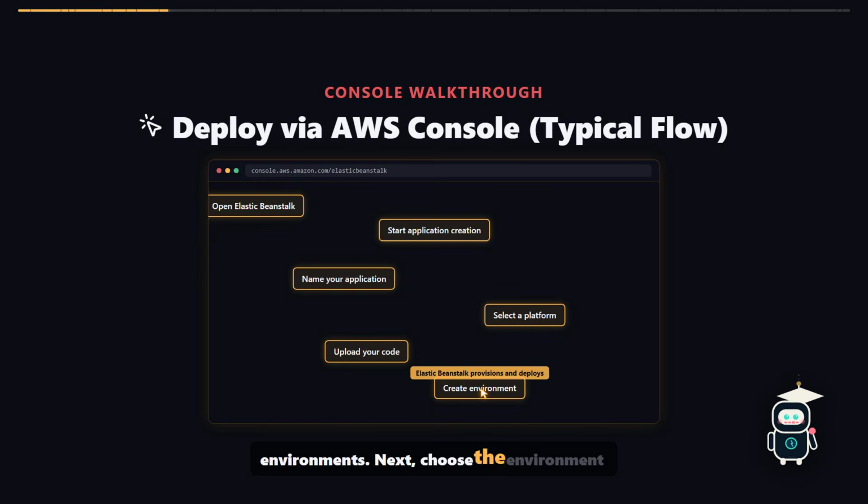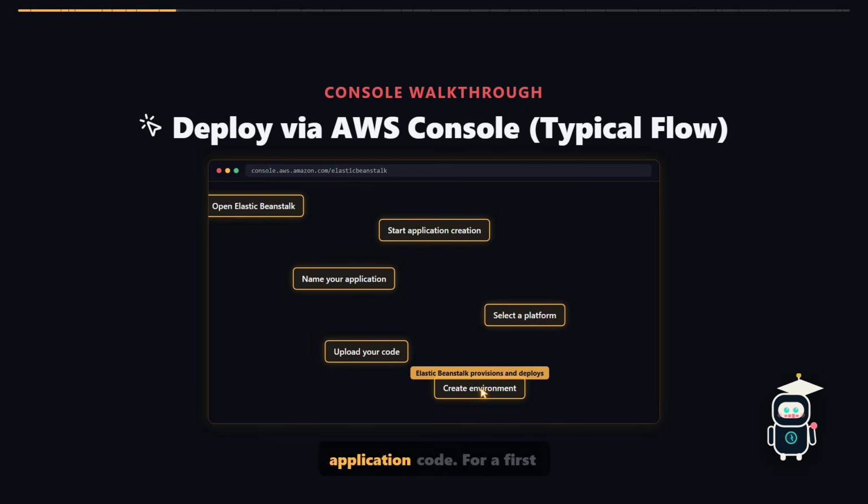Next, choose the environment type appropriate for the workload. For a web application, you're typically creating a web server environment. Then choose your platform. That might be Python, Node.js, Java, .NET, PHP, Ruby, Go, or Docker. Choose a currently supported platform branch that matches your application.